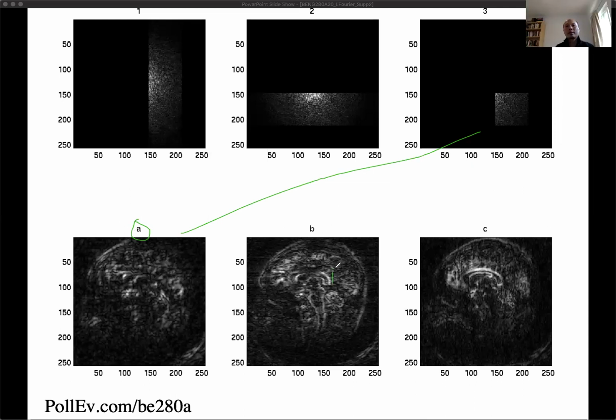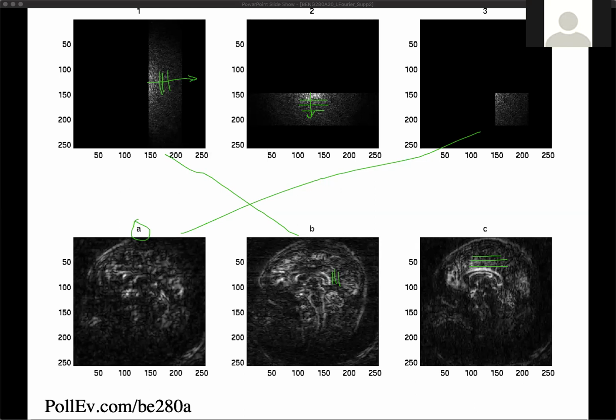So B clearly has these vertical edges, right? So which one would it correspond to, 1 or 2? 1. Yeah, 1. Because remember, if we go along the kx axis, then that's these vertical components. And this one clearly has these sort of lines like that, and that would correspond to, we go out in k space. Yes. All right. So that's that one. Any questions on that before we move on?